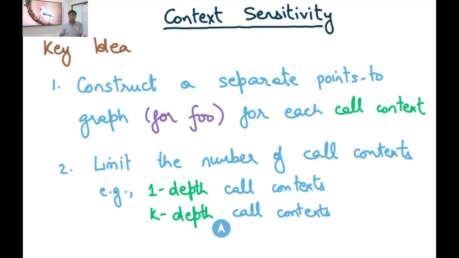A more general approach could be to use a k-depth call context, and when you do this analysis, you can mix and match. You can say that for certain functions, you will use deeper call context depths while doing the context-sensitive points-to analysis, and for other functions you are going to do shallower ones, depending on the structure of the program. So this is the basic idea of context sensitivity, and we're going to look at it in more detail in the next module.